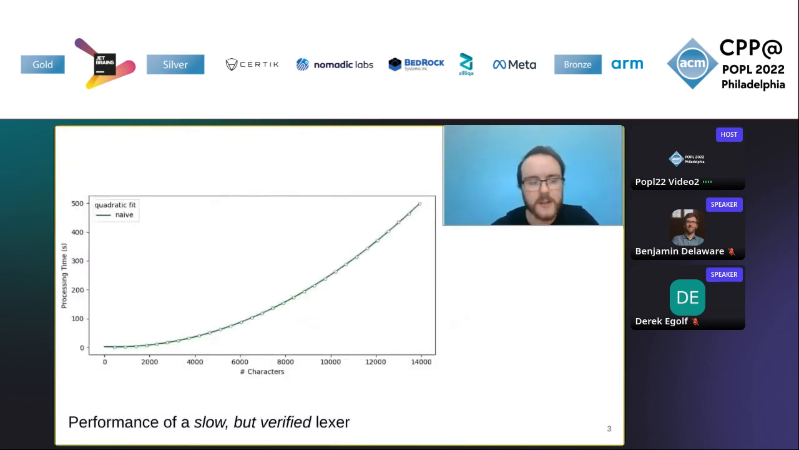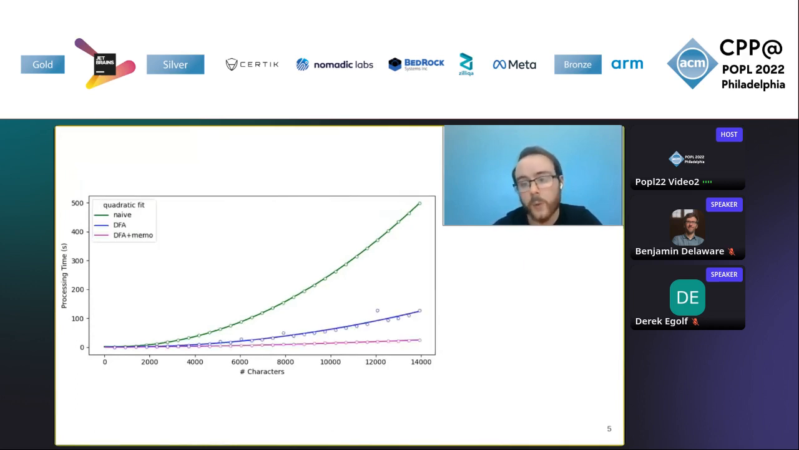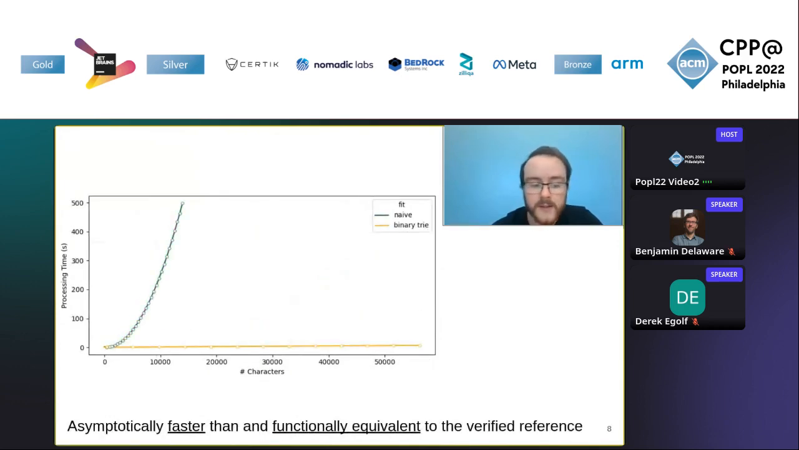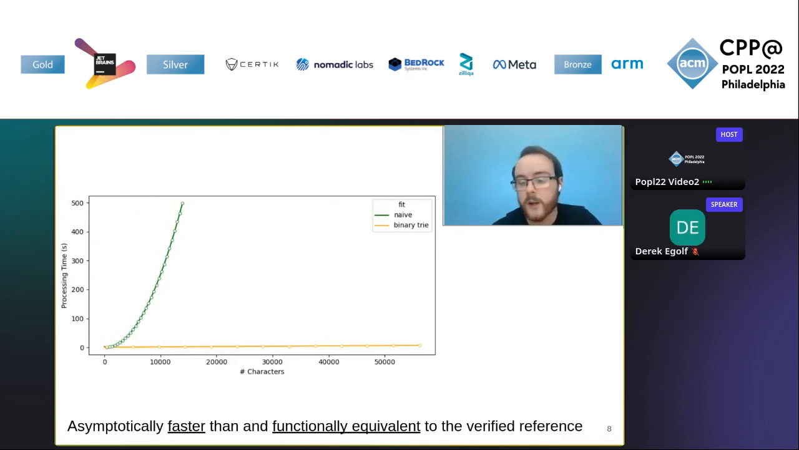Jumping right into performance, this is a graph of Verbatim's performance before we made any changes. On the x-axis, you have the size of the input, and on the y-axis, you have the processing time. This is relatively slow for a lexer. So again, we wanted to make some improvements, and that's exactly what we did. We optimized the performance, not once, not twice, but if we zoom in on that purple line, 3 times. And in doing this, we produced an asymptotically faster lexer, which is functionally equivalent to the verified reference.